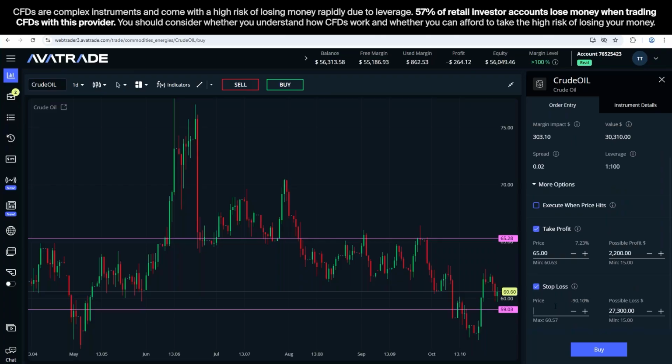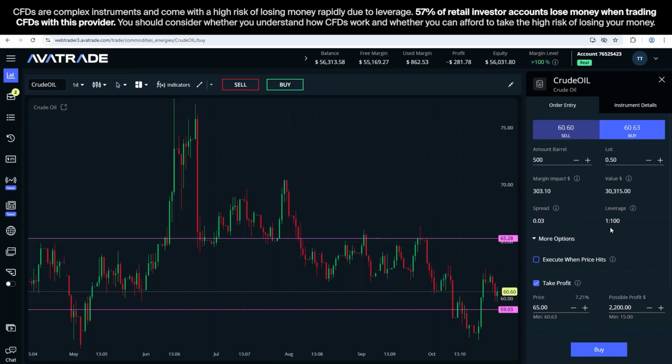And so 58.9, it breaks below, whoops, I missed a number. It breaks below 59, perhaps I think about getting out. Now that's a little more than my 1% risk, so maybe I just adjust this down.